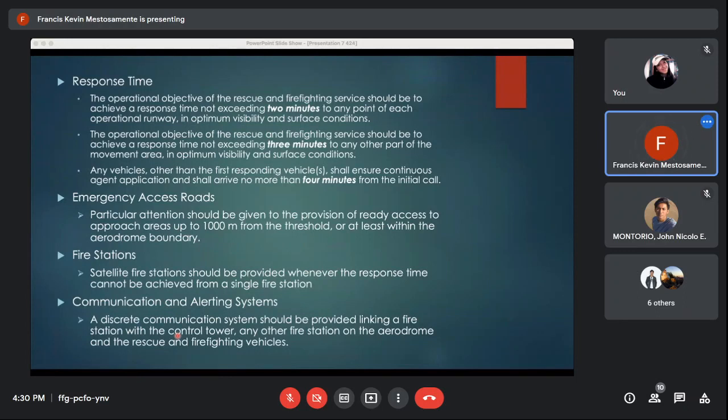Next is communication and alerting system. So dapat we have a direct line linking those fire station or satellite fire station to the control tower. Usually, local radio too. So dapat, kasi any emergency or aircraft emergency forwarded yan under the ATC or the control tower. So dapat si control tower may direct line or communication system to any fire or satellite fire station within the airport boundary.